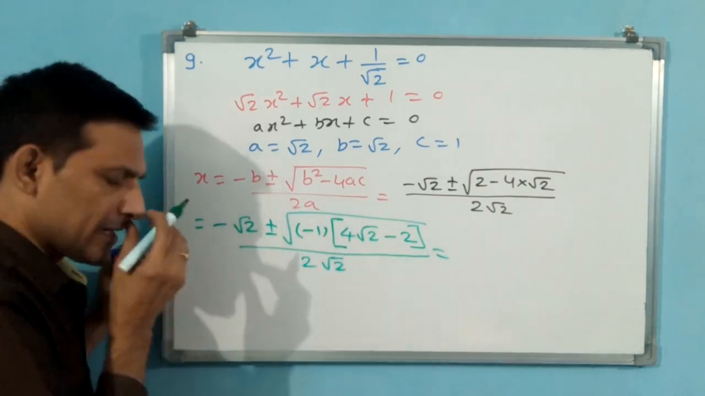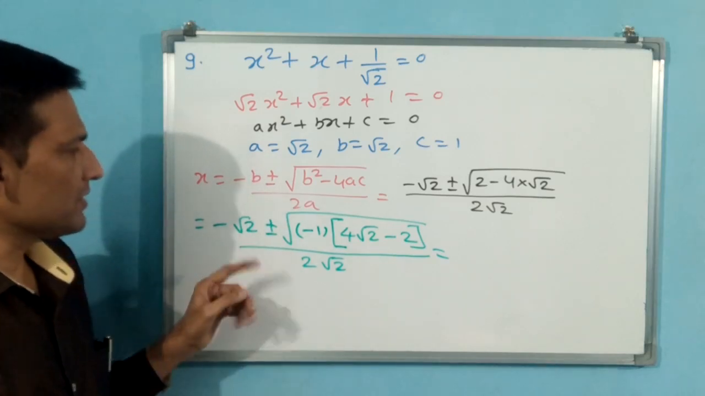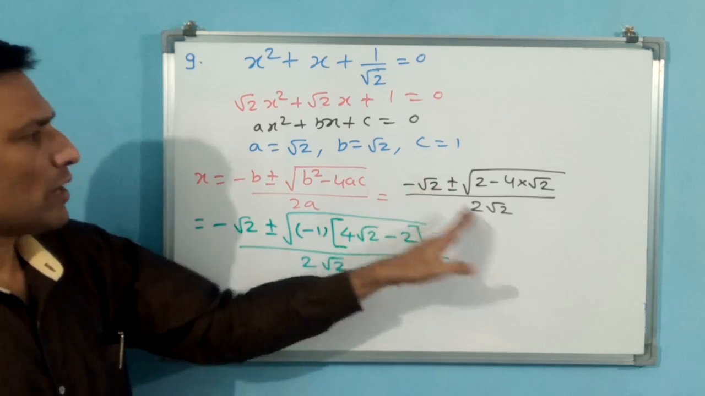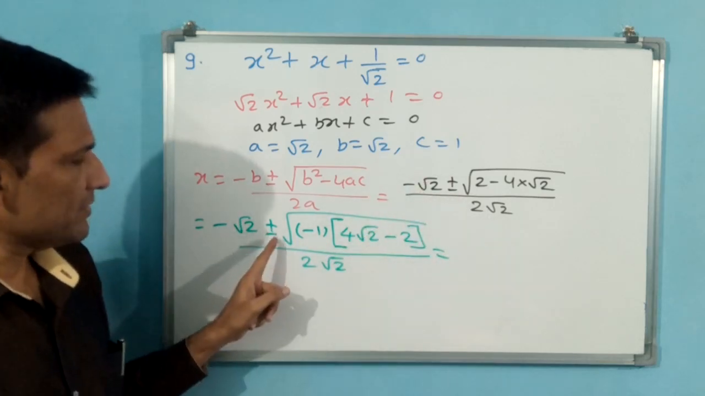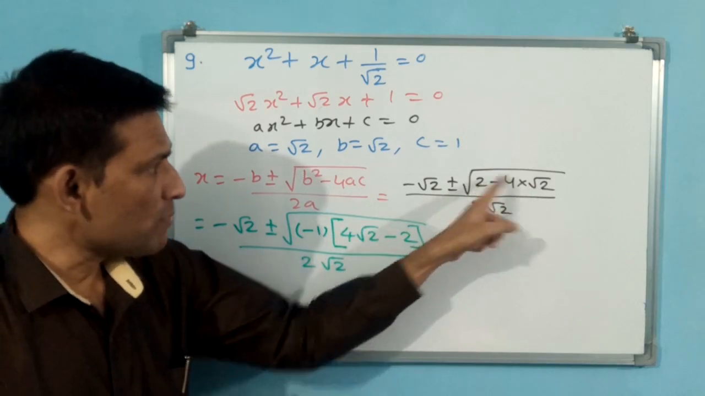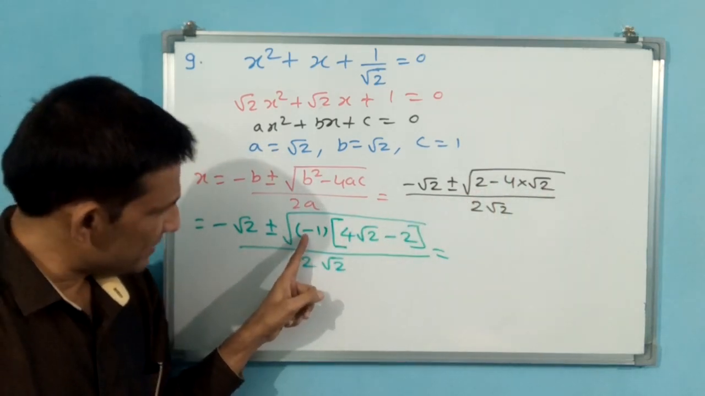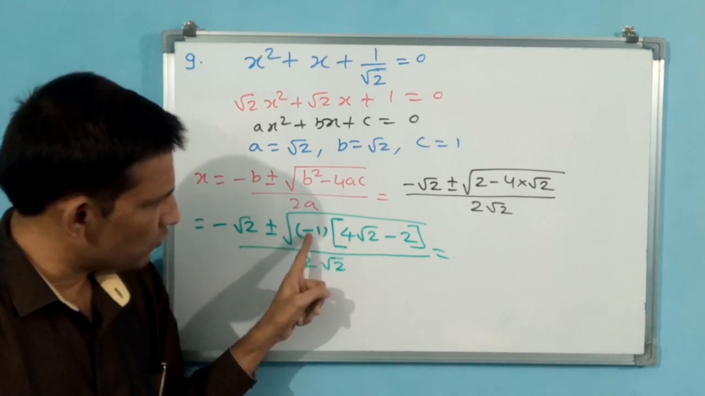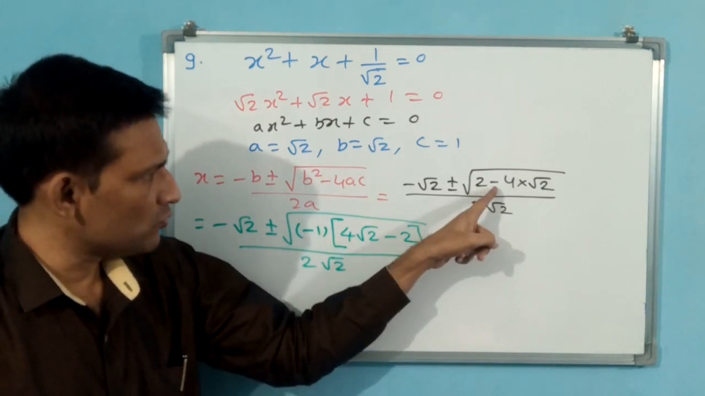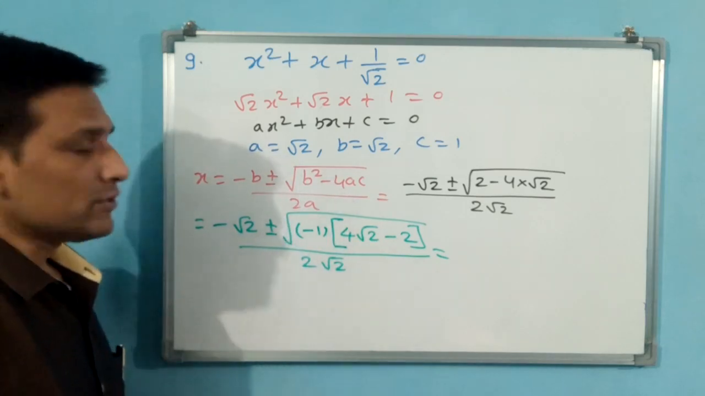First you see whether this is correct or not. Observe first: minus root 2, 2 root 2, okay, there is no change. Plus or minus are also okay. You see, 4 root 2 minus 2 I have made, but I am multiplying with minus 1. If you send this minus 1 inside, minus 4 root 2 plus 2 will become plus 2 minus 4 root 2. Is it okay? Now what can I do?